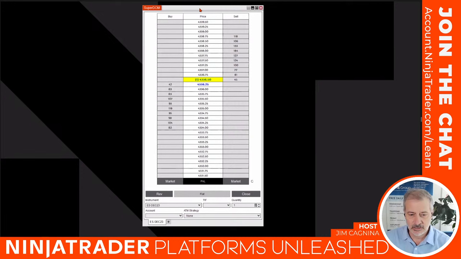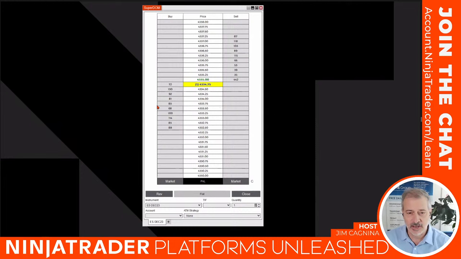So what are we looking at here? Let's go through the anatomy of a SuperDOM. In the middle, sometimes the SuperDOMs are called price ladders or price matrix. And you can see why the price ladder name is kind of handy. Depth of market refers to the fact that you can see bids and offers that are already placed at the exchange, and it's represented by numbers on the buy column or the sell column.